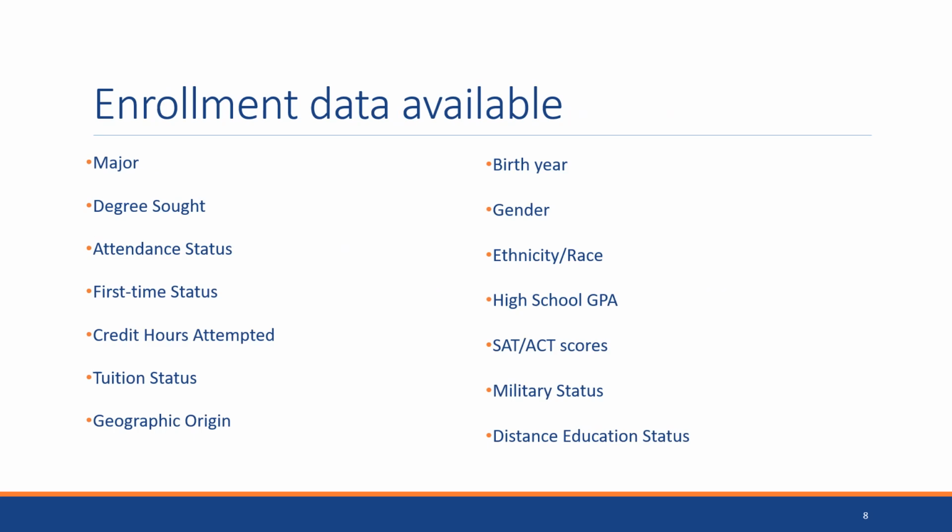The types of enrollment data that are readily available are major, degree sought, attendance, first-time status, credit hours attempted, tuition status, and geographic origin. Other enrollment data include birth year, gender, race and ethnicity, high school GPA, SAT and ACT scores, military status, and finally, distance education status.